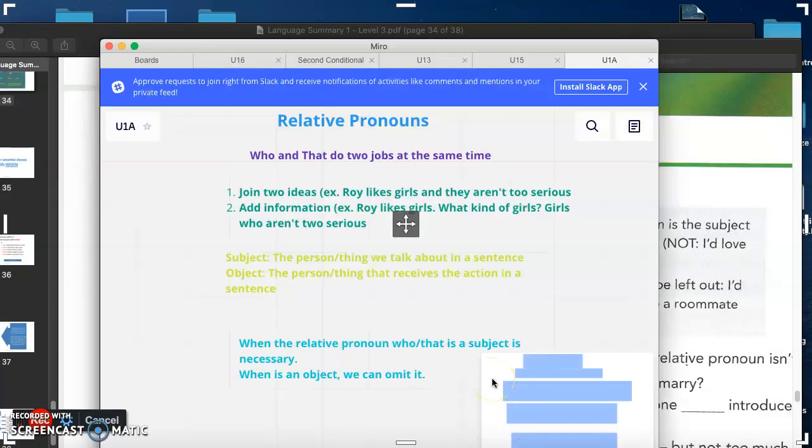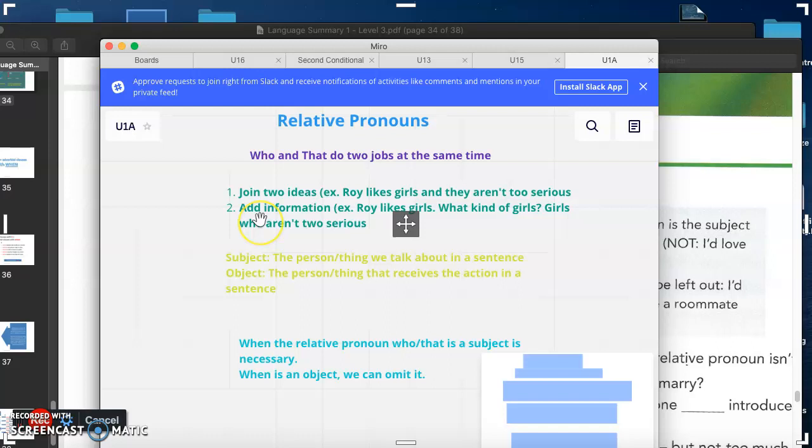Okay, so as I was saying, in here the relative pronouns who and that do two jobs at the same time. The first one is to join two ideas, and the second one is to add information. So to join two ideas, for example, Roy likes girls and they aren't too serious. So I can say that Roy likes girls who aren't too serious.